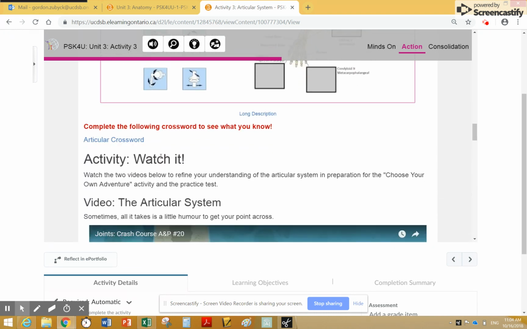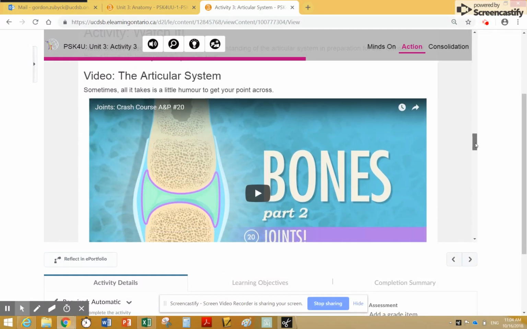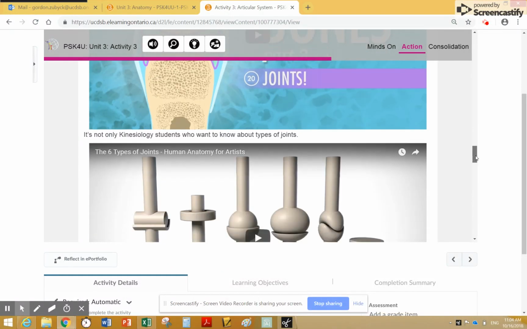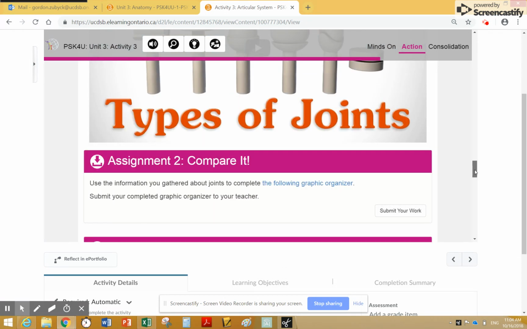There's a crossword right here. If you wish, you can complete it to see whether or not, again, a lot of this is memorization, so whether or not it's been drilled into the memory of your brain. So you can basically go through and do that activity. A few more things to sort of watch related to bones and joints. So it's more information on the joints themselves there. So definitely take a look at that.